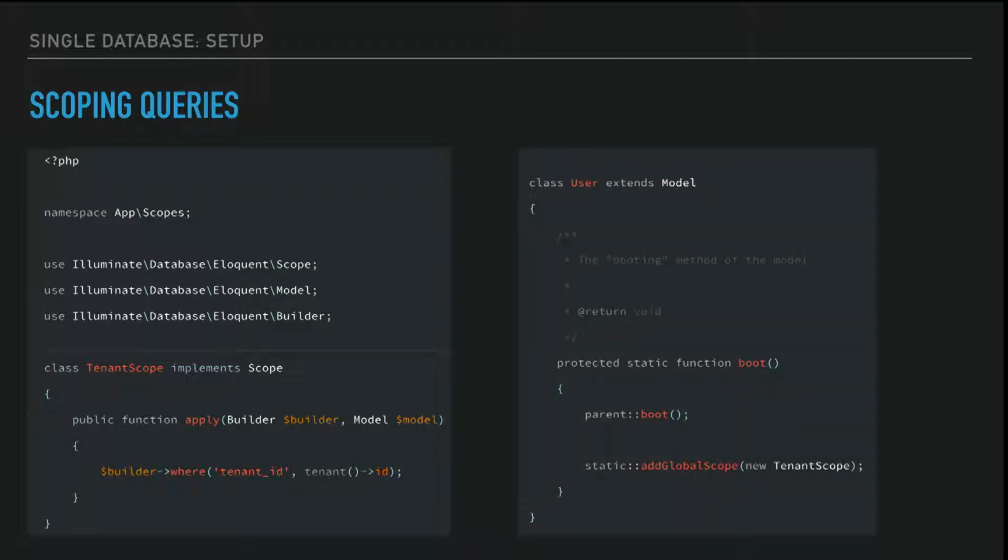So this is actually how you would apply that to a model. Basically, you would override the boot function on that model and add a global scope. So you can see add global scope, new tenant scope. And by doing that, basically it will do what we just talked about. It will apply that scope to every instance of any query you do for that model.